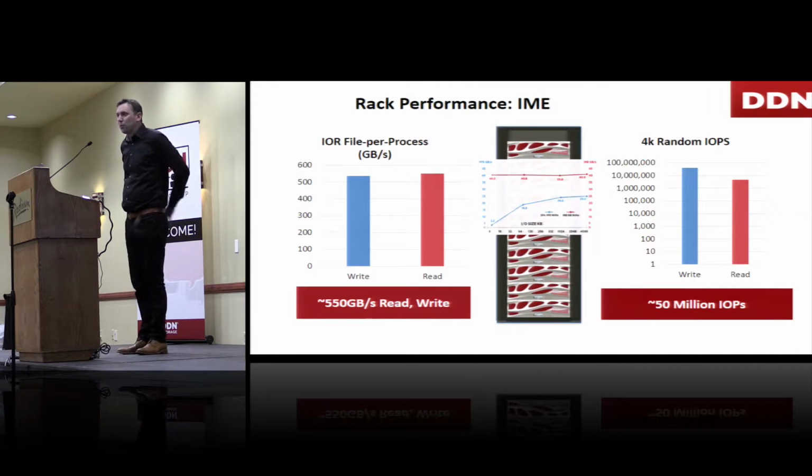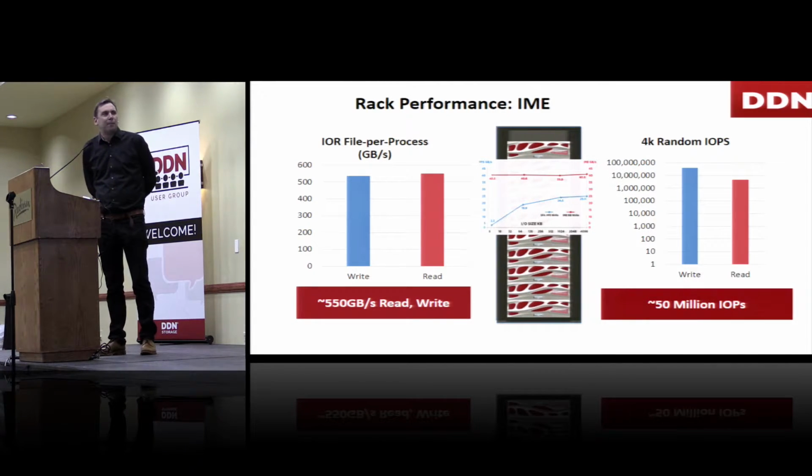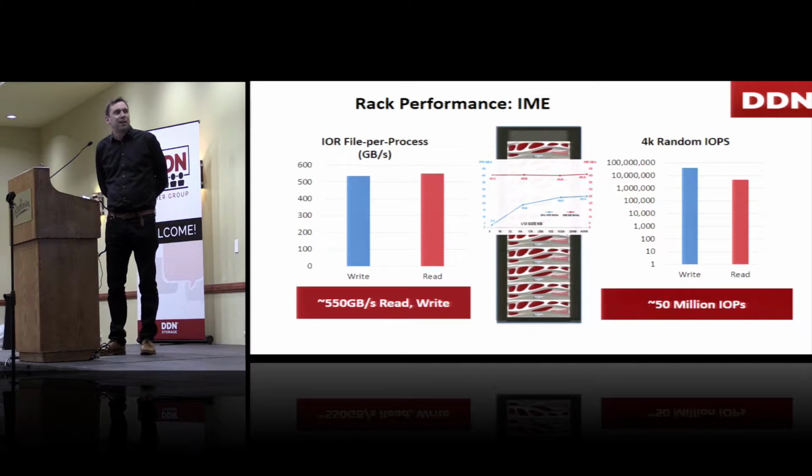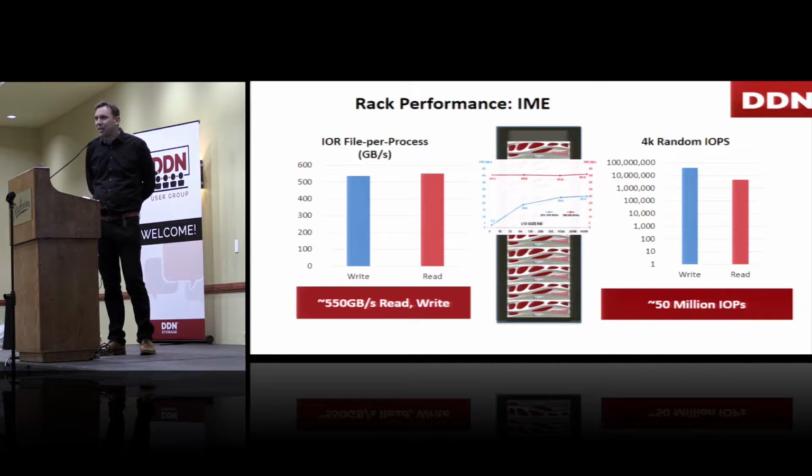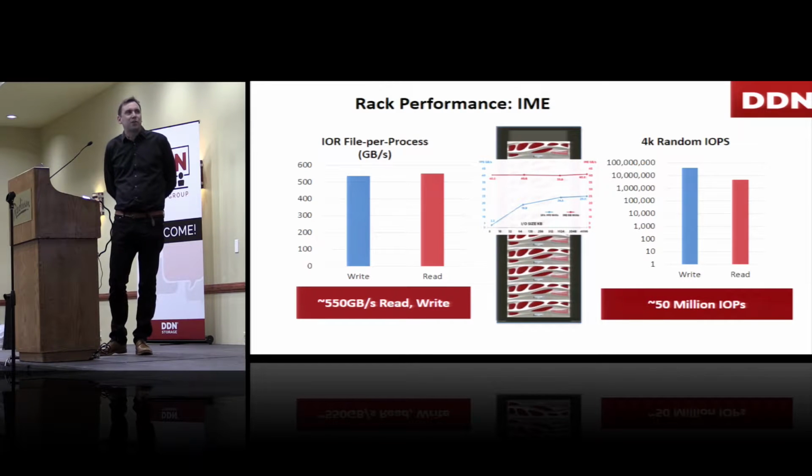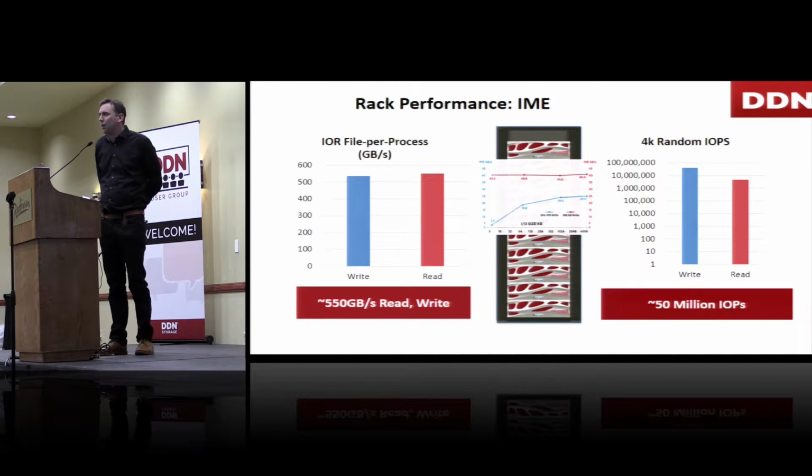So you've seen the large graph before, Robert mentioned it, and that's part of this slide. This is a single rack system, 10 IME systems, and we achieve 550 gigabytes a second with IOR, with sequential writes and reads. The nice thing, though, is on the other side, we see 50 million random IOs, so 4K IOs, writes, random, 50 million. It's a very, very big number for one rack.